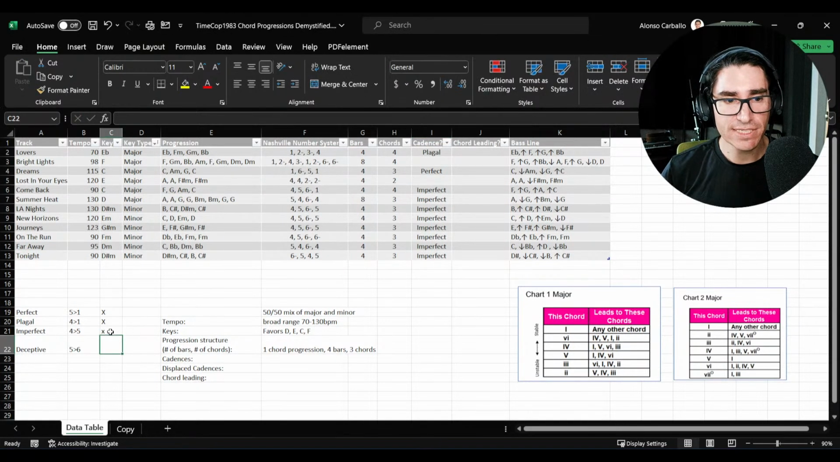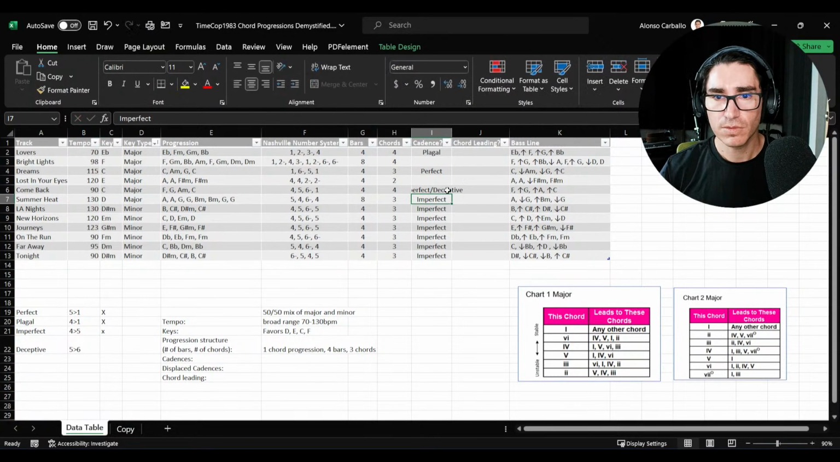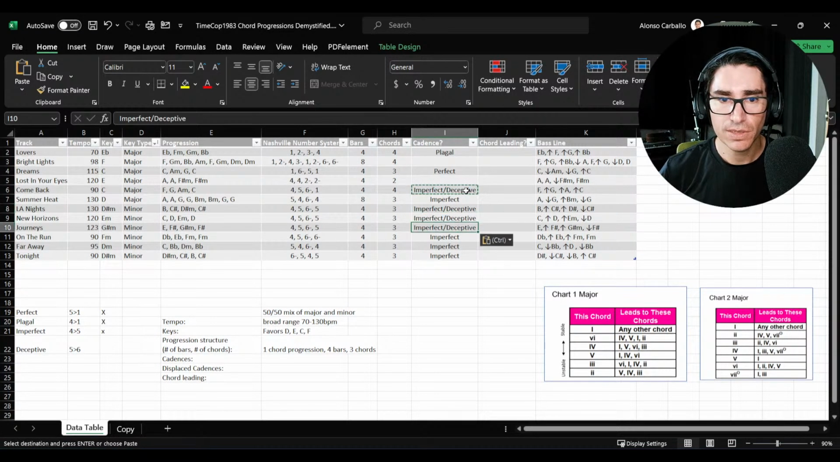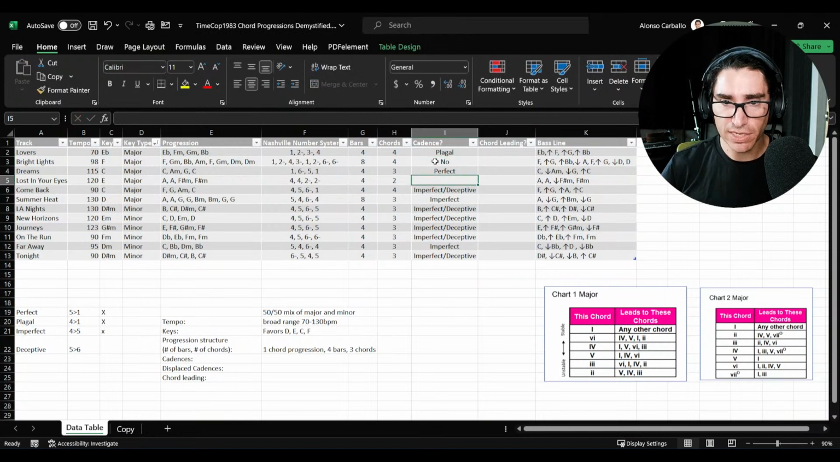Do we have any deceptive cadences going from the 5 to the 6? We have that here. 5 to the 6. We also have it here. Here, and here. Okay, so these others aren't using any kind of cadence.